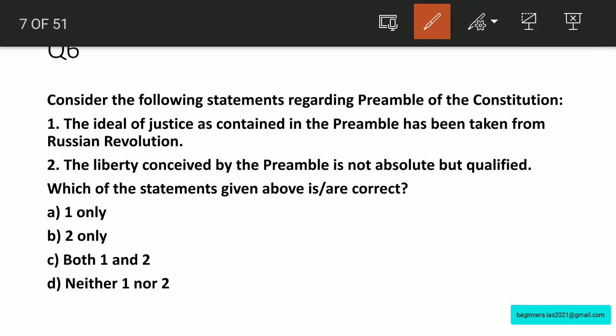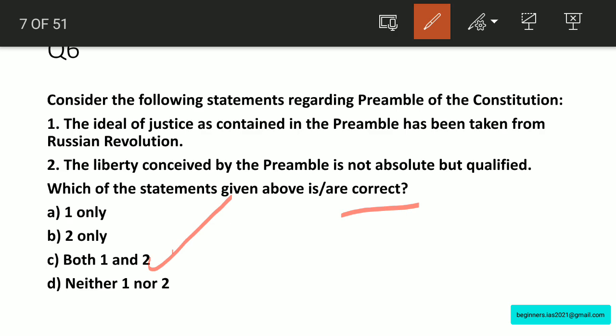See, here also we have to identify the correct statement. Consider the following statements regarding the preamble of the Constitution. The ideal of justice as contained in the preamble has been taken from the Russian Revolution. The liberty conceived by the preamble is not absolute but qualified. Here we have to identify the correct statement. Yes, both the statements are correct here, 1 and 2. Yes, it is a straightforward given fact.